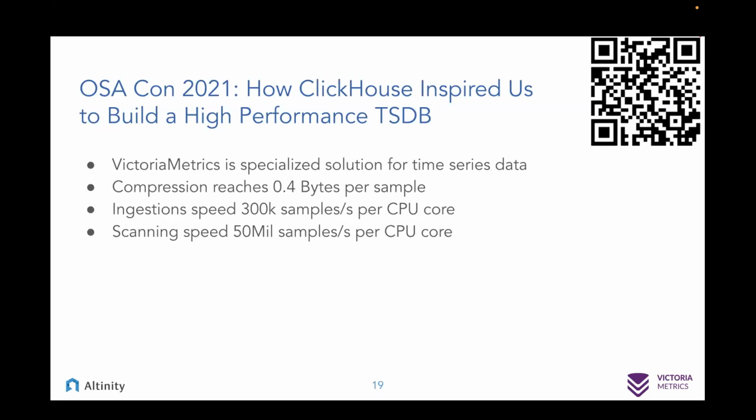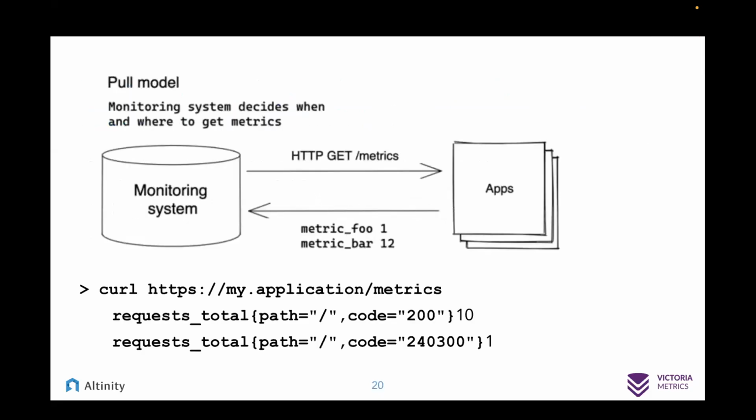So for example, the compression ratio reaches 0.4 bytes per sample. Ingestion speed is around 300,000 samples per second per CPU core. And the scanning speed is also astonishing. It's like 50 million samples per CPU core. Along with clustering and horizontal scalability, it gives you basically infinite storage for time series processing.